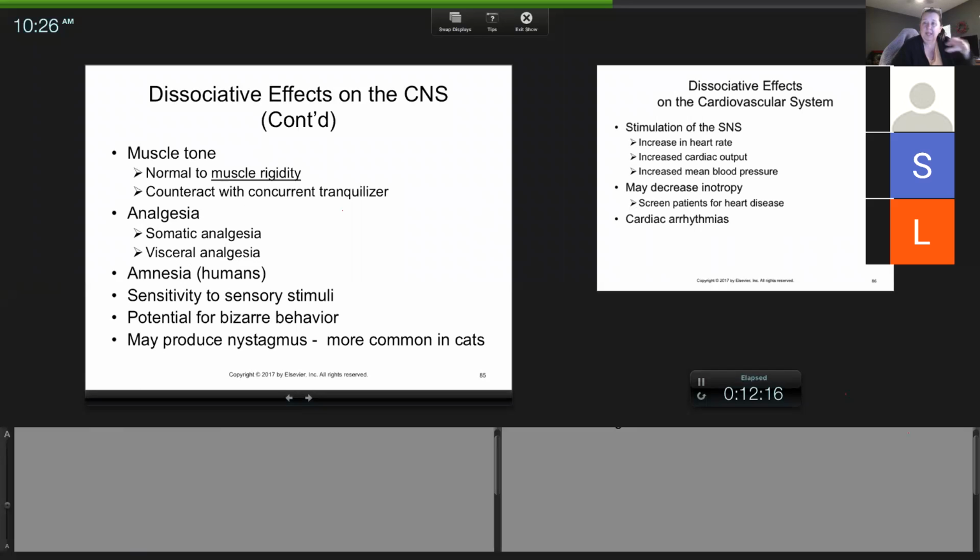The way we fix that is we give it with some other tranquilizer, like Valium, which is probably the most common thing ketamine is mixed with. The tranquilizer, like Valium, is going to relax the muscles. But when you use ketamine by itself, they're extremely rigid. That's why we give it with something. It does have some analgesia. The issue is it's not enough.